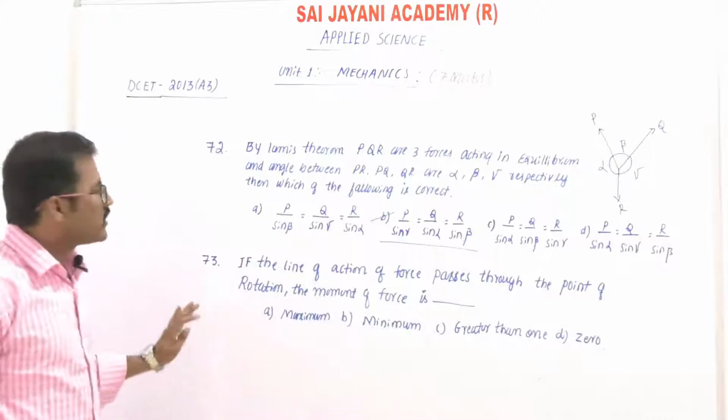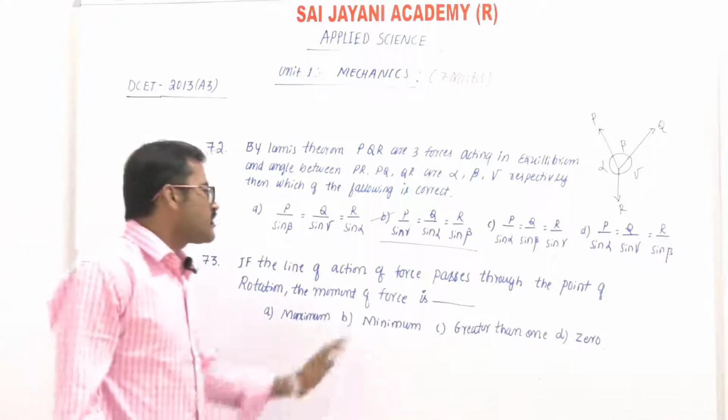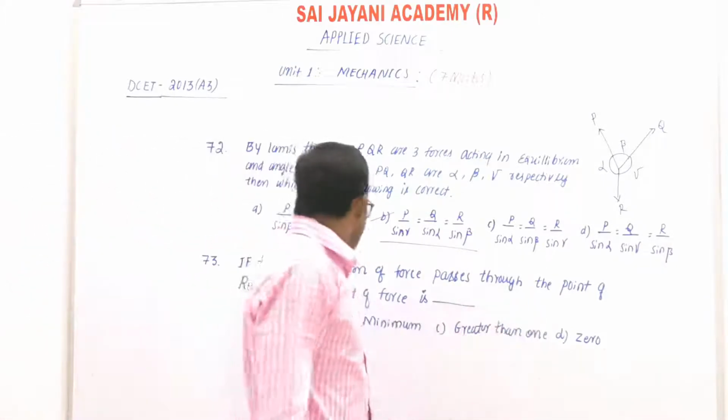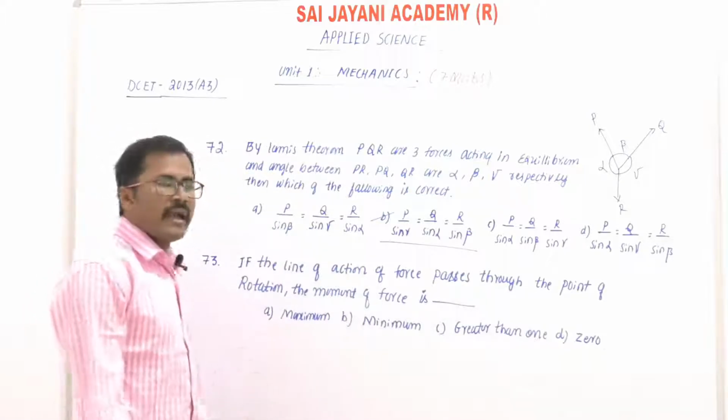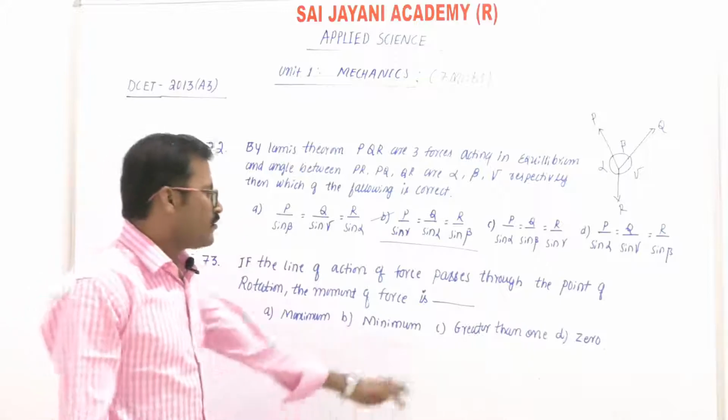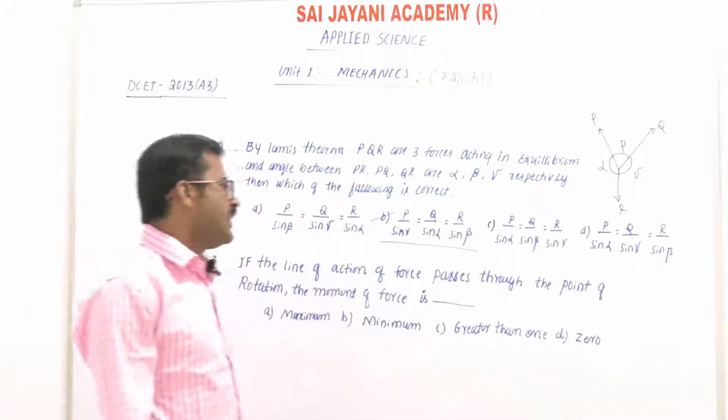So next question 73. If the line of action of force passes through the point of rotation, the moment of force is dash. Option A maximum, option B minimum, option C greater than 1, option D 0.